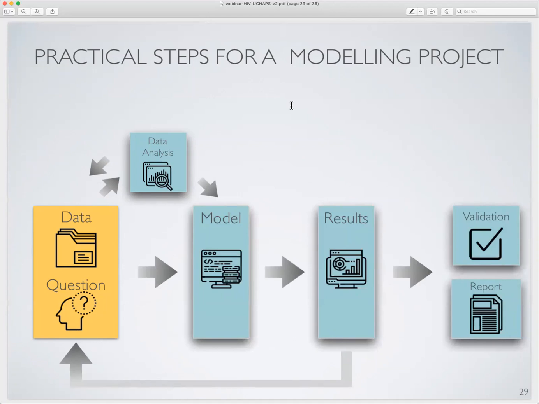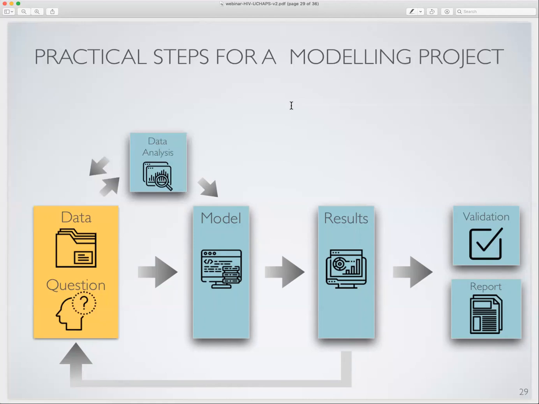And once the model is implemented, and most of the time it implies writing computer programs, you have the first results that need to be validated not only by the modeler, to spot some bugs or obvious coding mistakes, but also by public health professionals or clinicians to validate and interpret these first results from a practical angle. So not from the modeling point of view, but really from a practical, epidemiological, or public health angle.